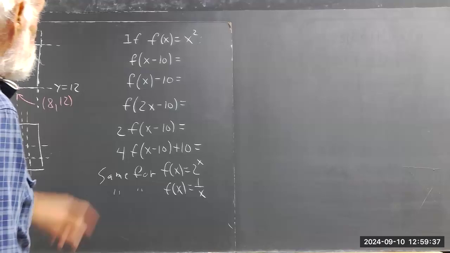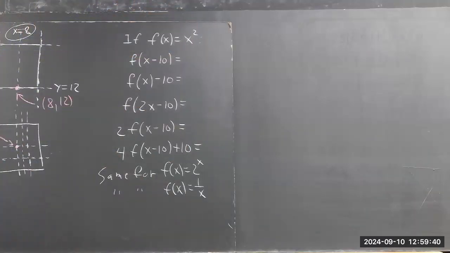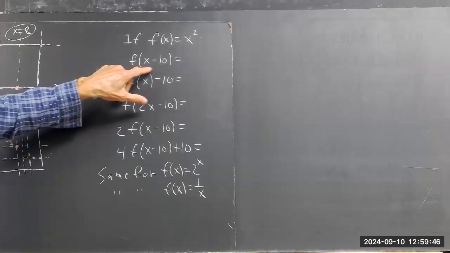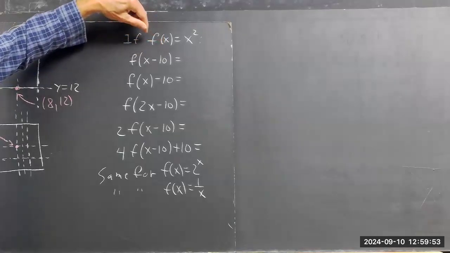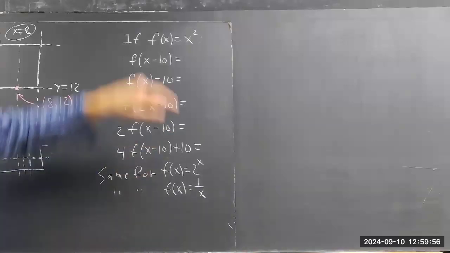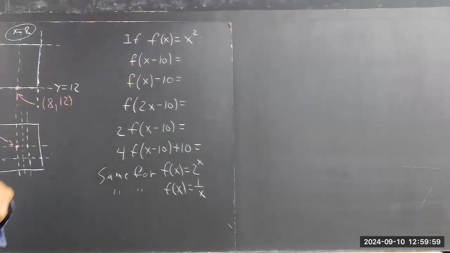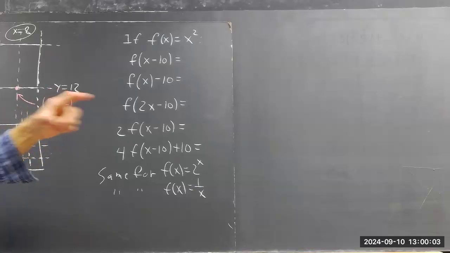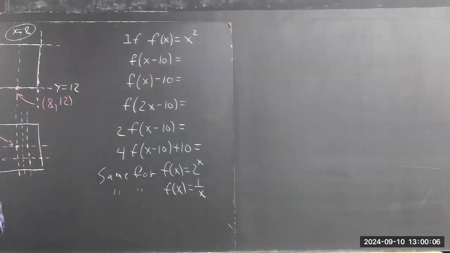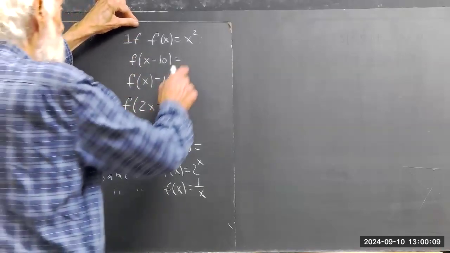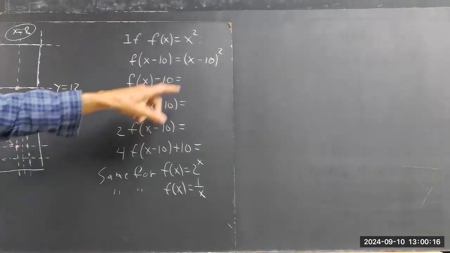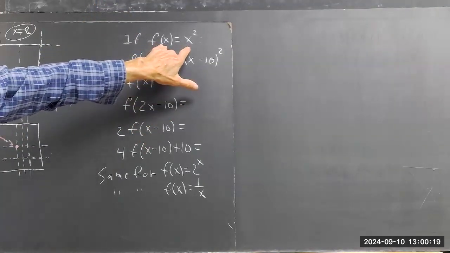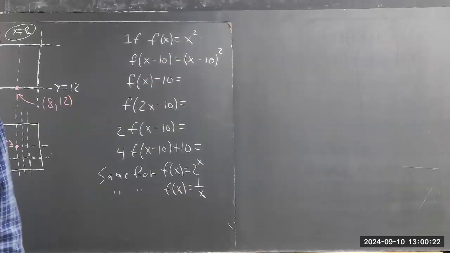Okay. If f of x equals x squared, now follow this carefully if you don't understand it. X has been replaced here by x minus 10. Do we see that? We have f of x minus 10 where we have f of x before. So this x has been replaced by x minus 10. That means that we have to replace this x by x minus 10. So f of x minus 10 is x minus 10 squared, because that's what we get if x in this expression is replaced by x minus 10. Okay?